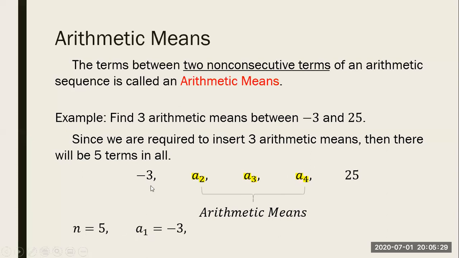Our first term is negative 3. And our fifth term is 25. So we are looking for d. Bakit hinanap natin yung d? Kasi dapat arithmetic sequence siya. So kailangan natin malaman ang d.